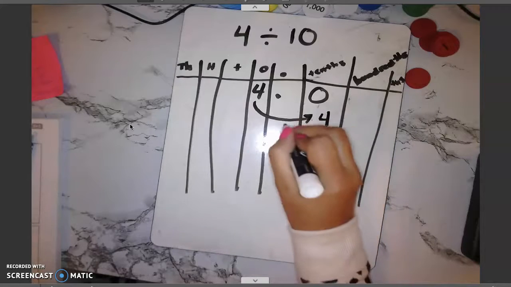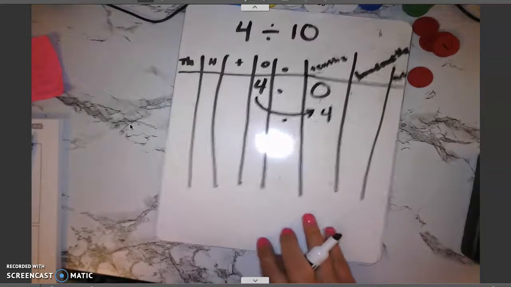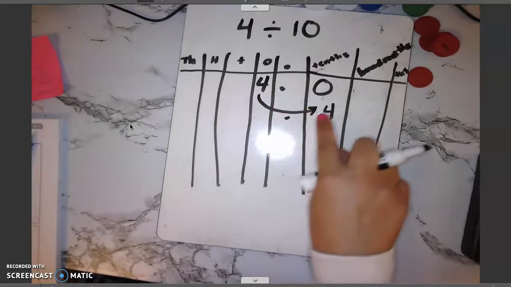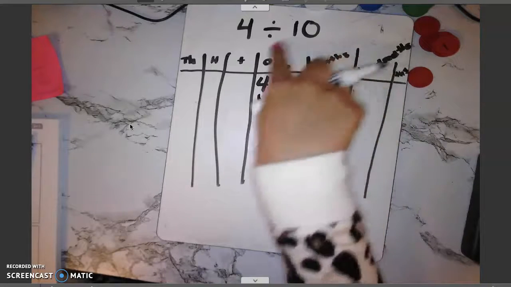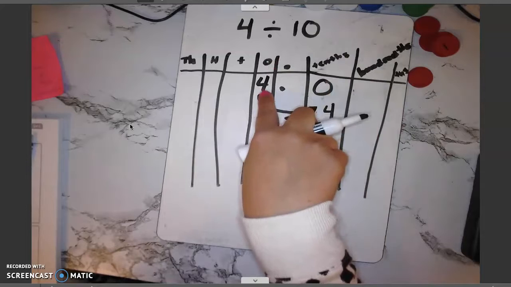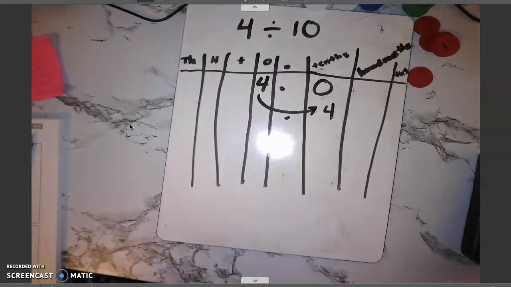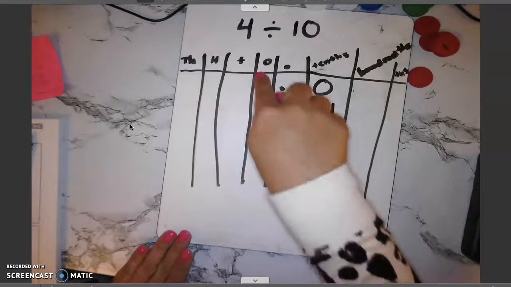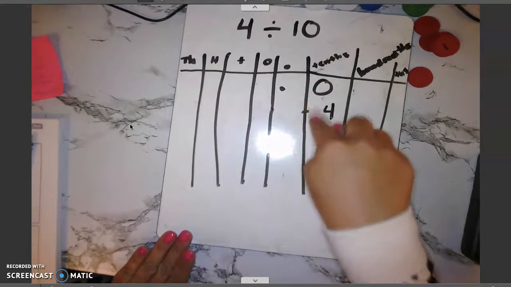I don't need that decimal point. Decimal point goes over here. My 4 in the ones place moved over here to the tenths place when I divided by 10 because I took my 4 ones and converted them into tenths. Now, if I had a different equation, I'm going to erase very carefully here so I can continue to use this place value chart.